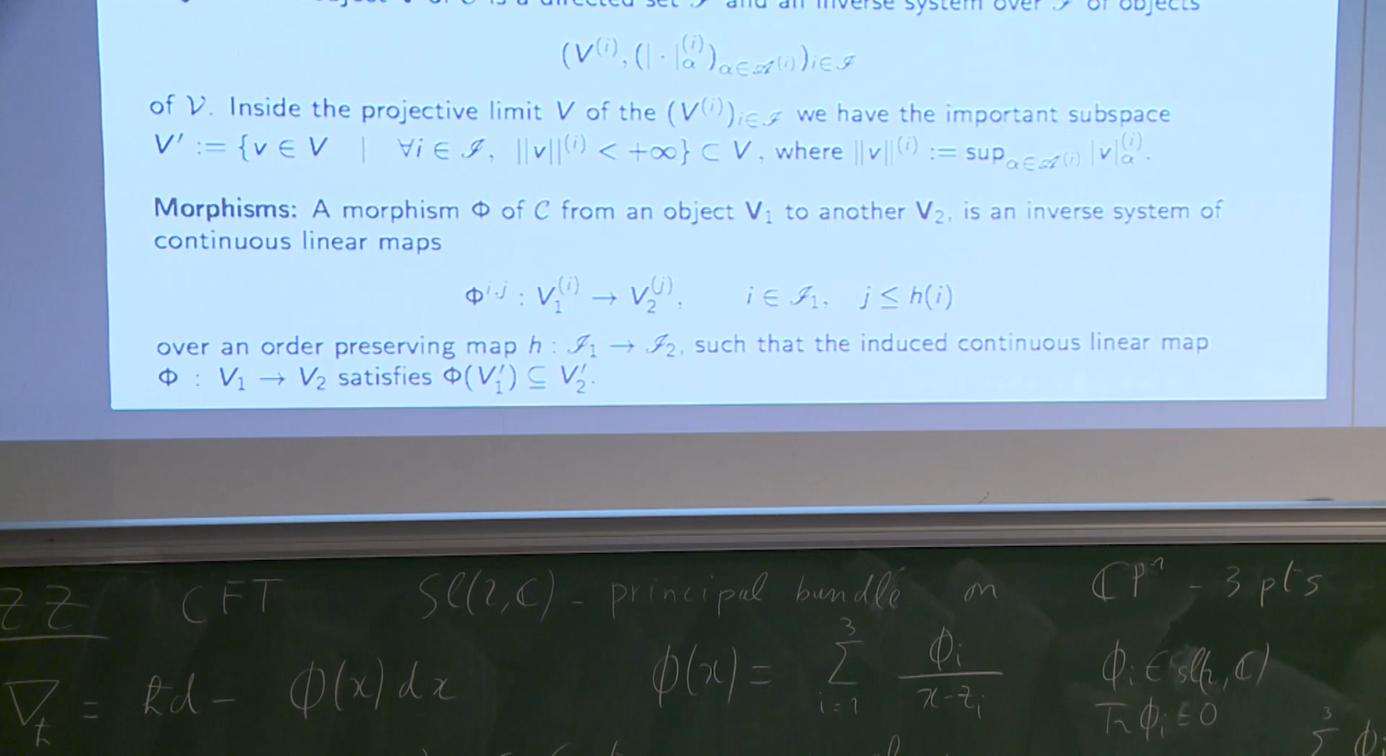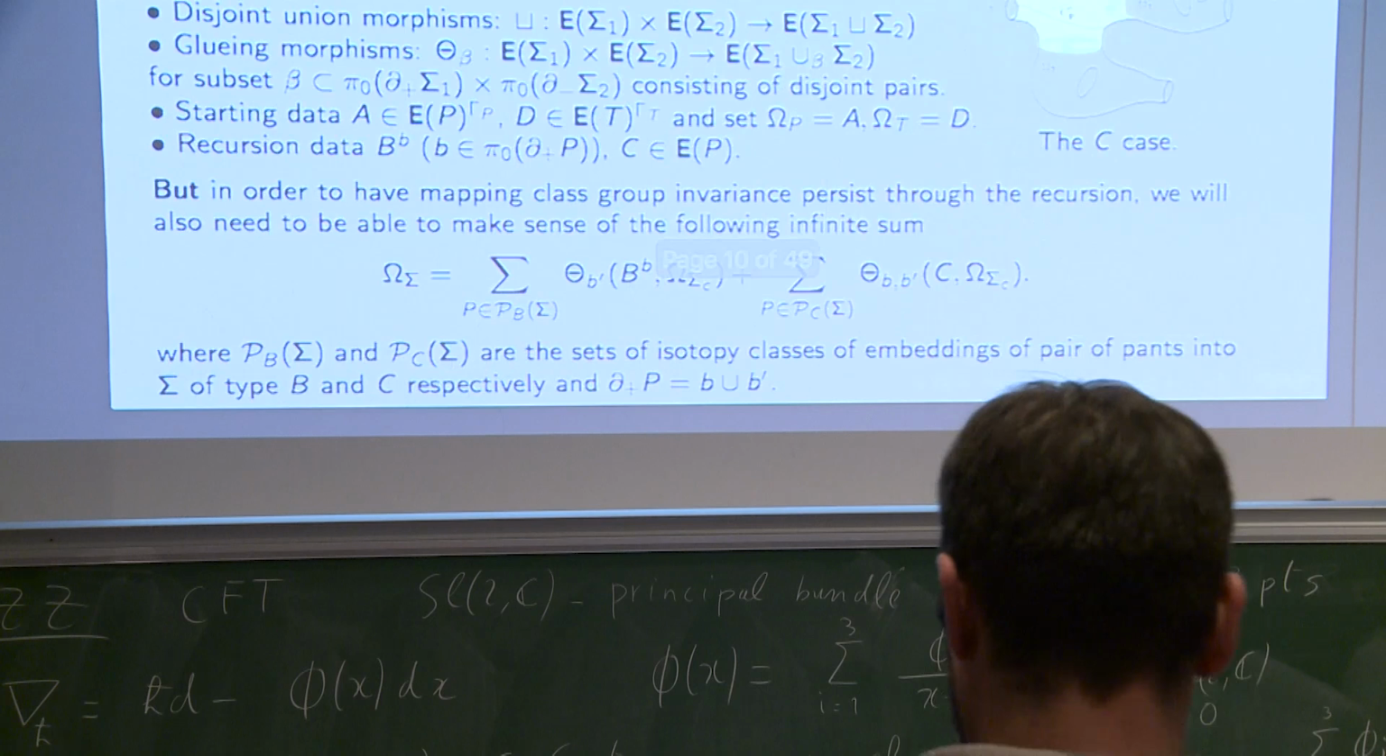Okay. And then morphisms are completely naturally defined. The morphism of such two objects is an inverse system of continuous linear maps, phi ij, where i is running through the first index set and j runs in the second one, but j is less than h of i, where h of i is some order preserving map from one to the other. And this should, of course, induce continuous maps of the limits in such a way that these prime spaces are mapped to each other. Okay, very good.